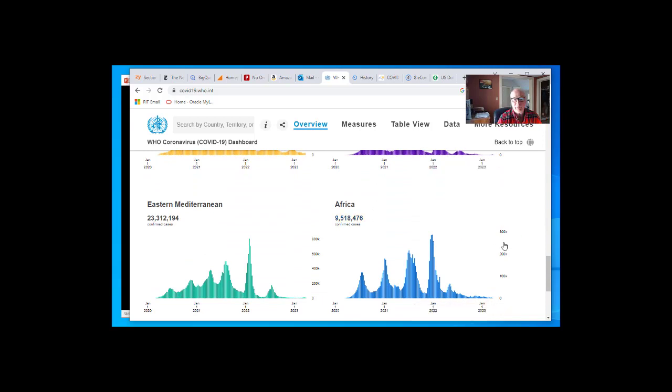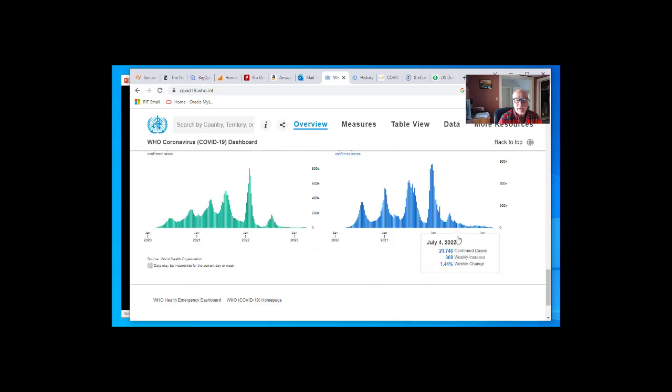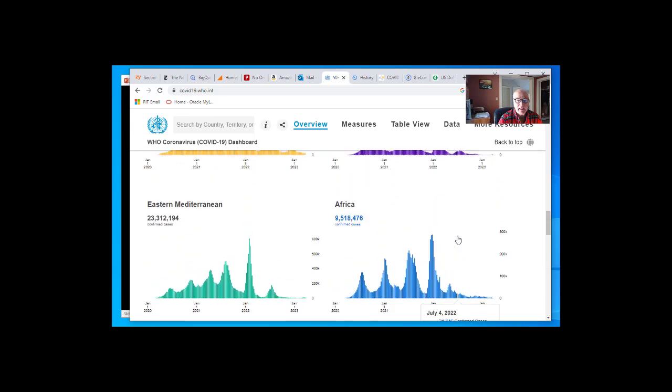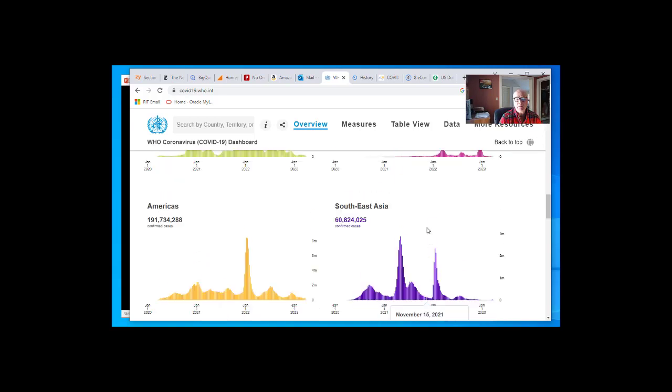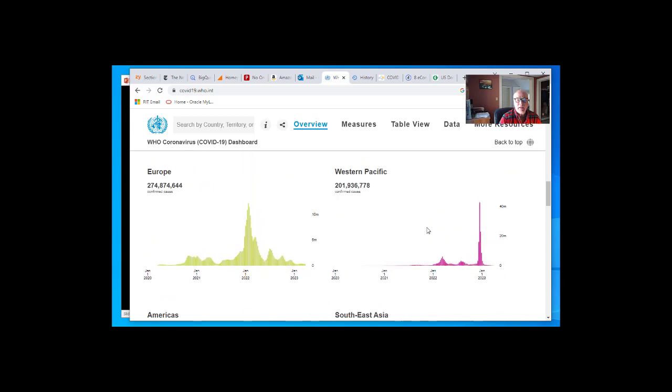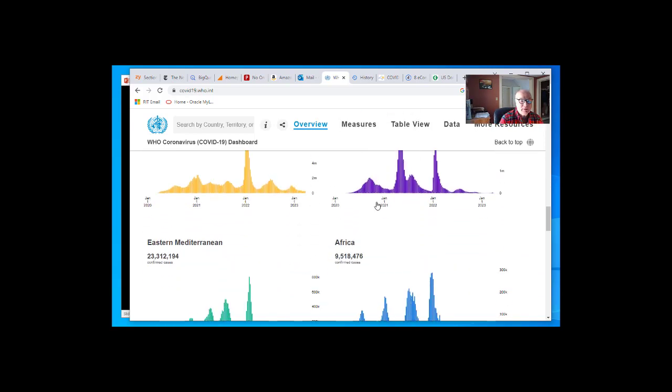Africa, and this is a big one for the whole COVID thing: why Africa didn't get it as bad as the rest of the world. Look at the scale on their graph. It only goes up to 300,000. Eastern Mediterranean only up to 800,000, but Western Pacific we go to 40 million. So very different experience in these different parts of the world with the COVID epidemic.